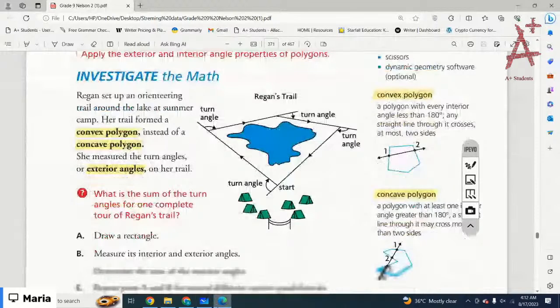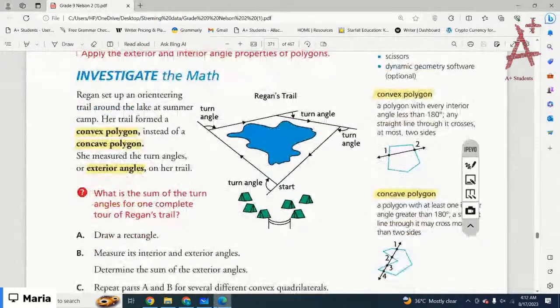You have different types of polygons. So, which is the convex polygon? A polygon with every interior angle less than 180 degrees, or any straight line through it crosses at most two sides, is known as the convex polygon, right? Okay, then you have concave polygon. A polygon with at least one interior angle greater than 180 degrees. A straight line passing through it may cross more than two sides, right? That would be a concave polygon.